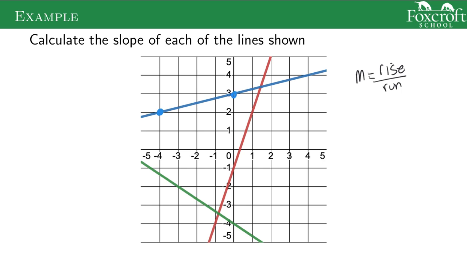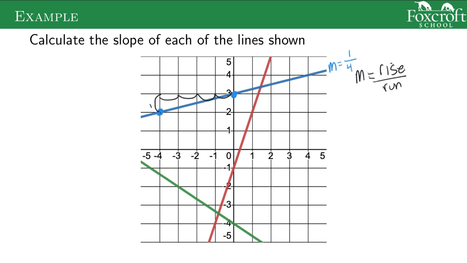So how much do I rise between these two points? To get from this point to here, how much do I go up? I had to go up 1. So my rise is 1. How much do I have to run? I have to run 1, 2, 3, 4. So the slope of my blue line is a rise of 1 over a run of 4.